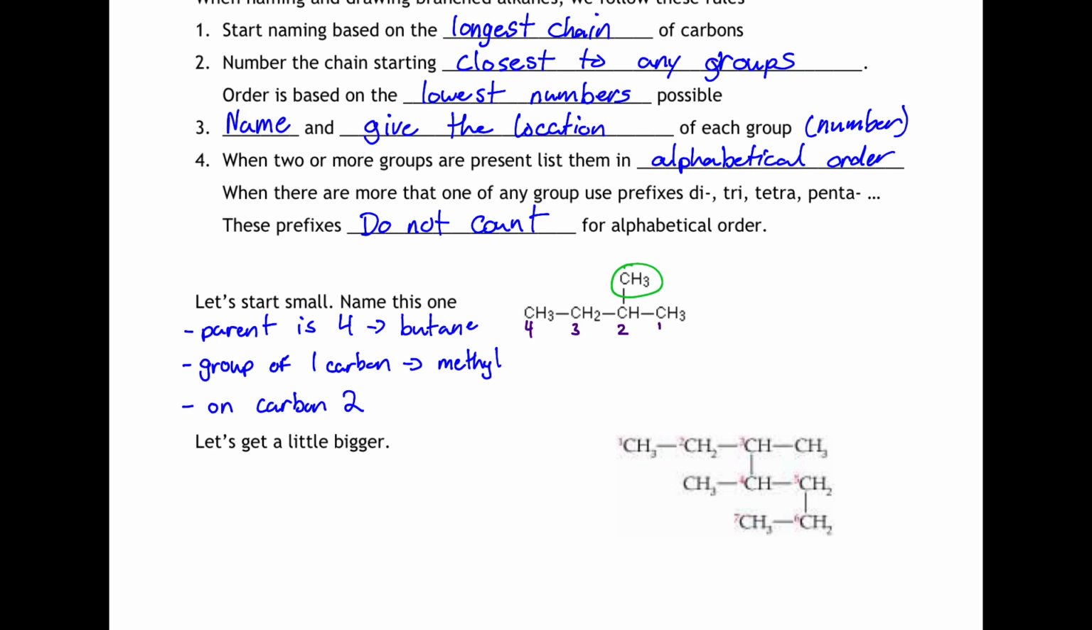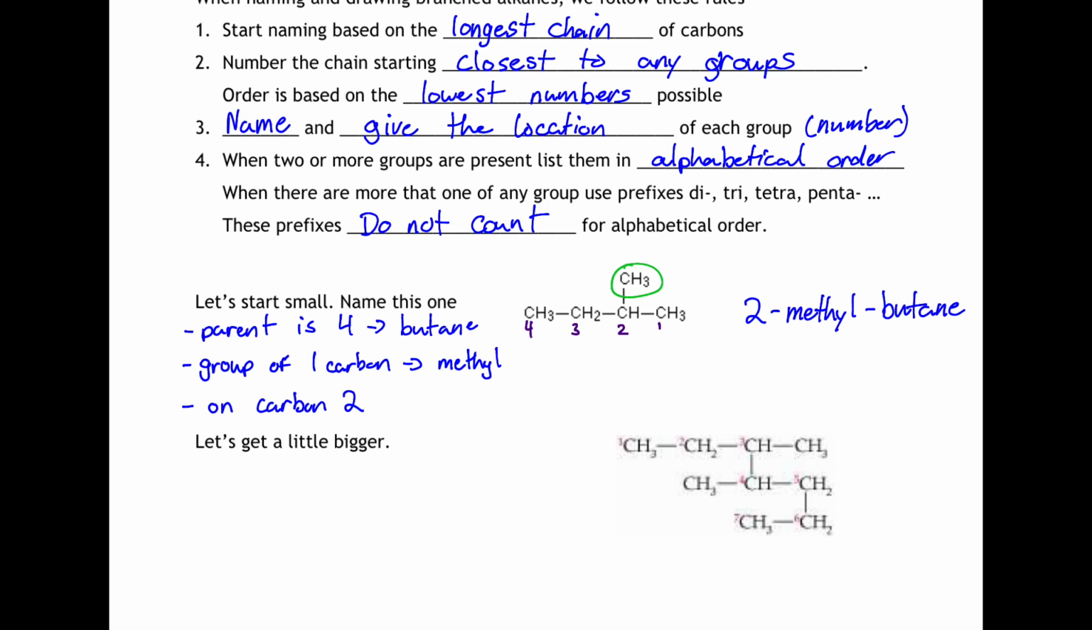1 place, so we only need 1 number. And so the answer to this particular molecule's name is going to be 2-methylbutane. So that's going to be the name of this particular molecule. It is a butane chain with a methyl group on carbon 2.